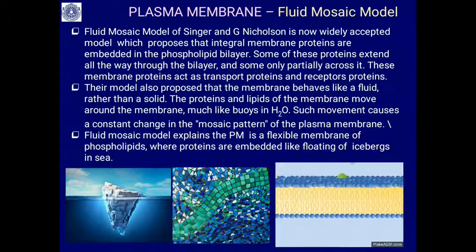Some of these proteins extend all the way through the bilayer and some are partially across it. These membrane proteins act as transporter proteins and receptor proteins. So, in this model you can see, it was proposed that the membrane behaves like a fluid rather than a solid. The proteins and lipids of the membrane move around much like a boat in the water. Such movement causes a constant change in the mosaic pattern of the plasma membrane.